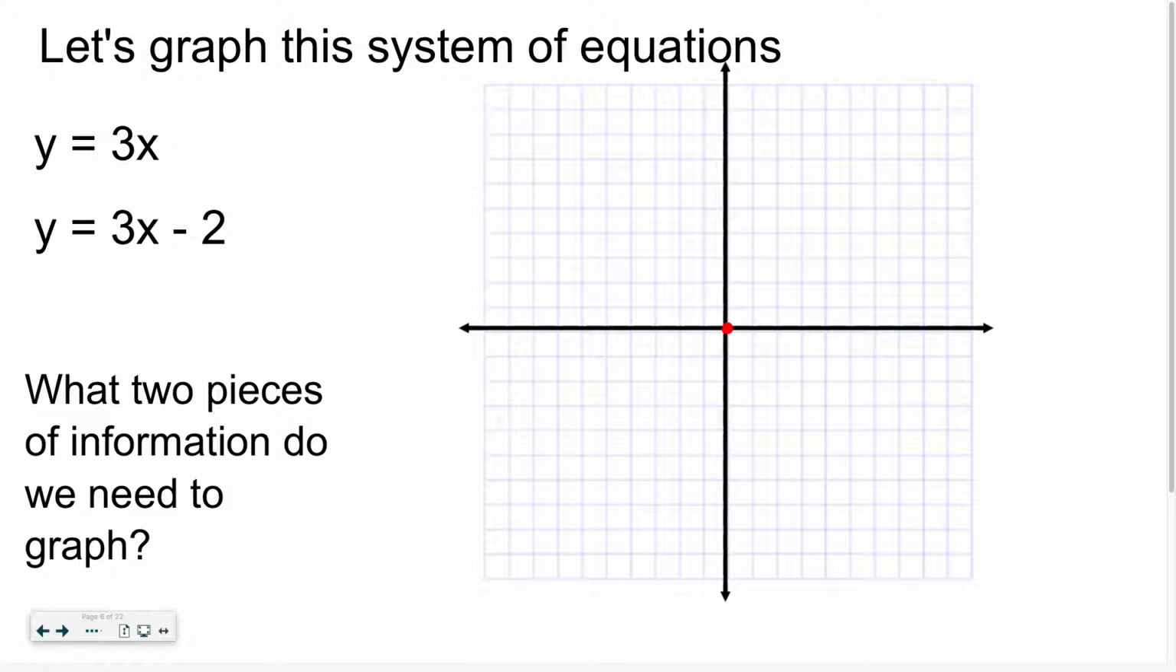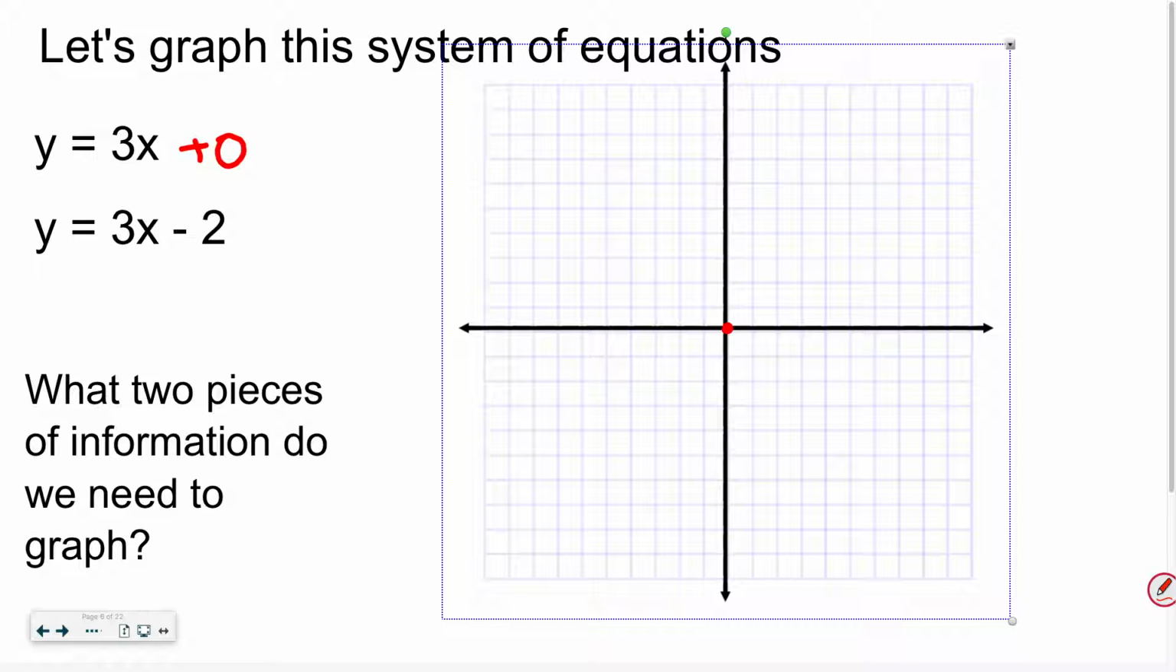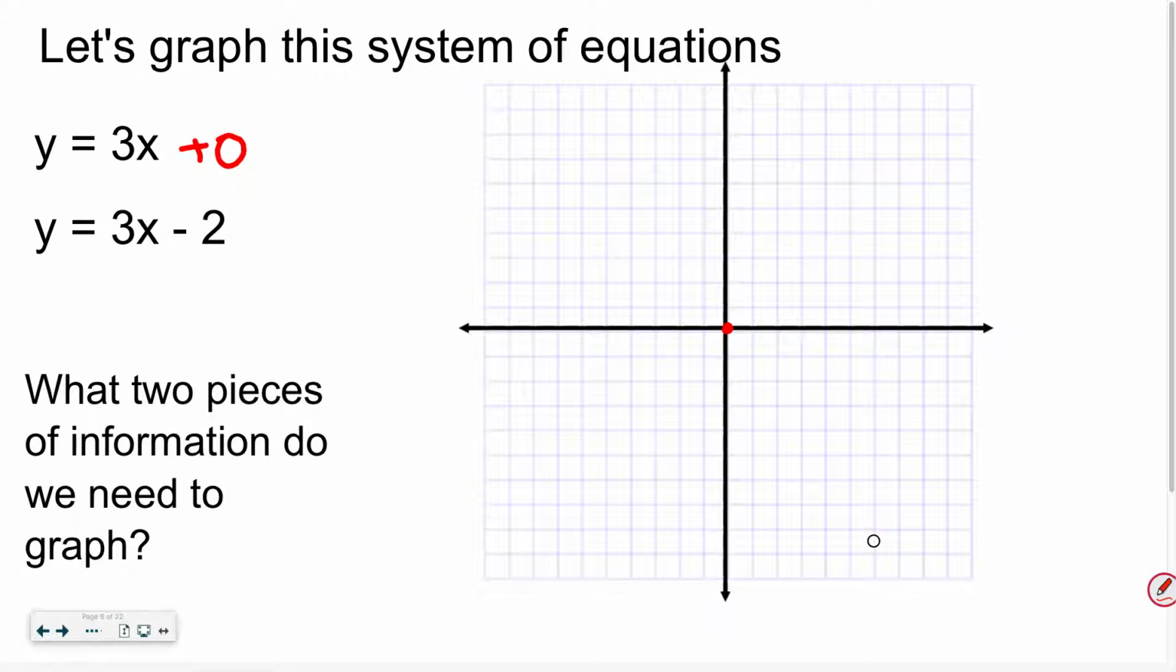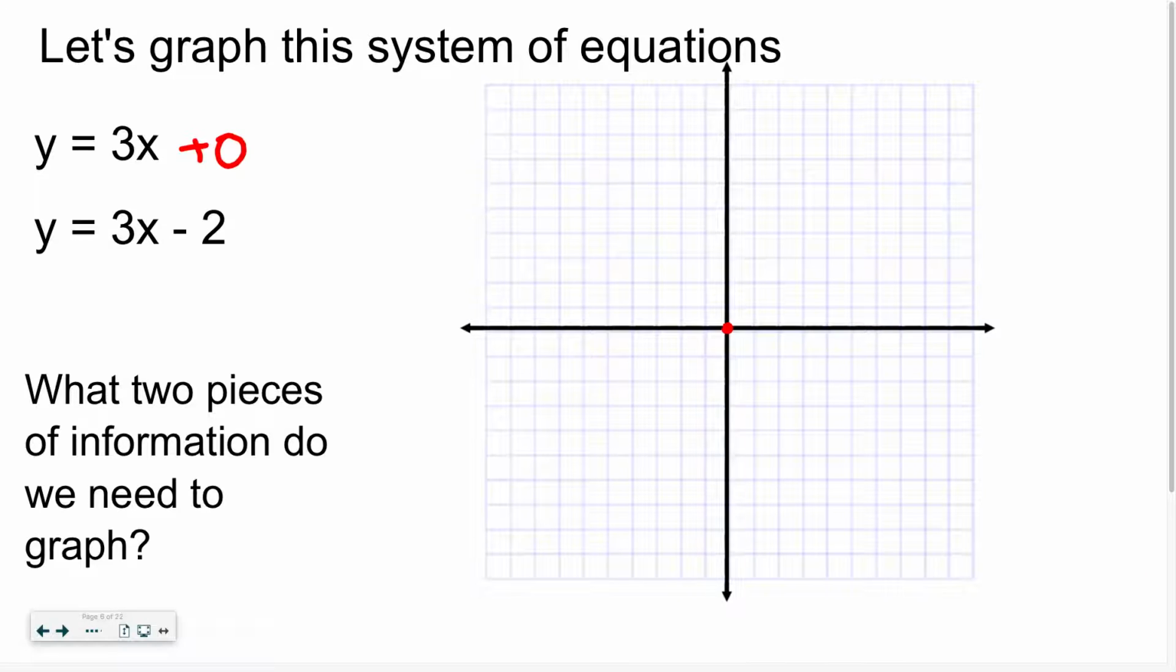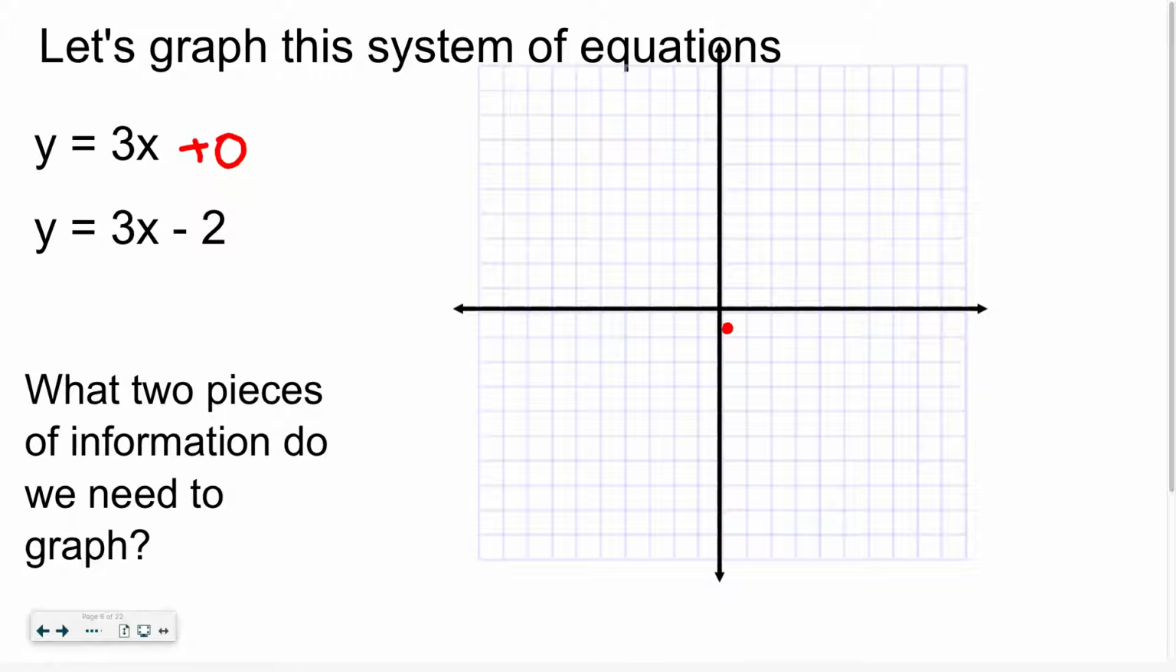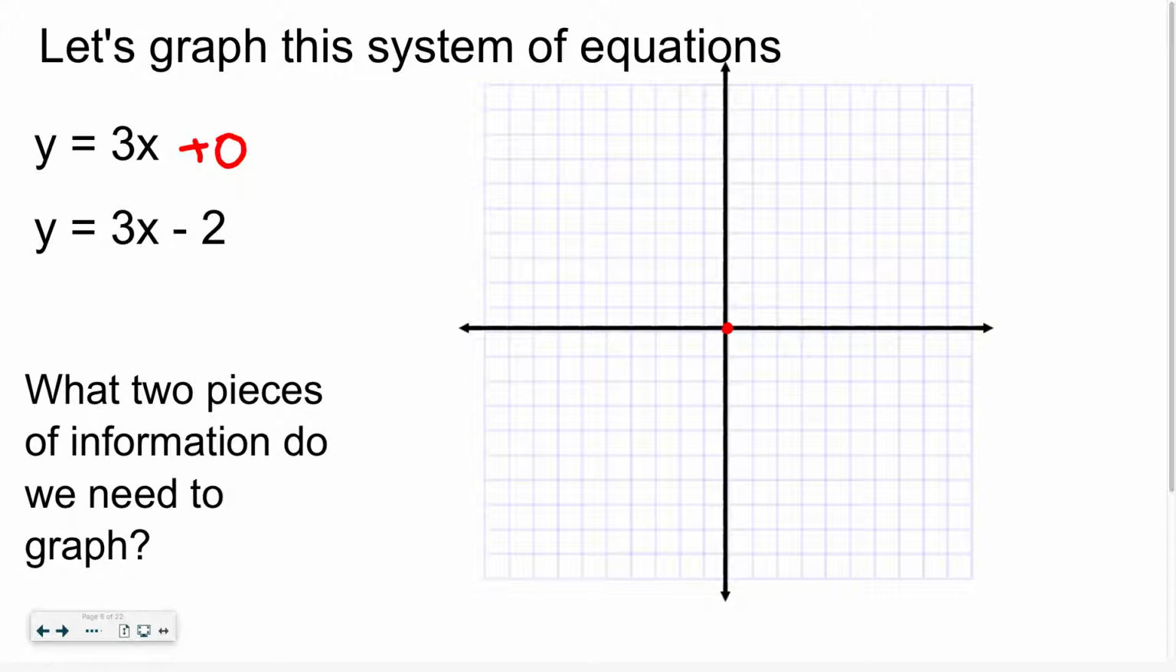The y-intercept, when the line crosses the y-axis, is at 0, because our b would really be plus 0 here. And then where are we going from there? When x equals 1, y is 3. X equals 1, y is 3.